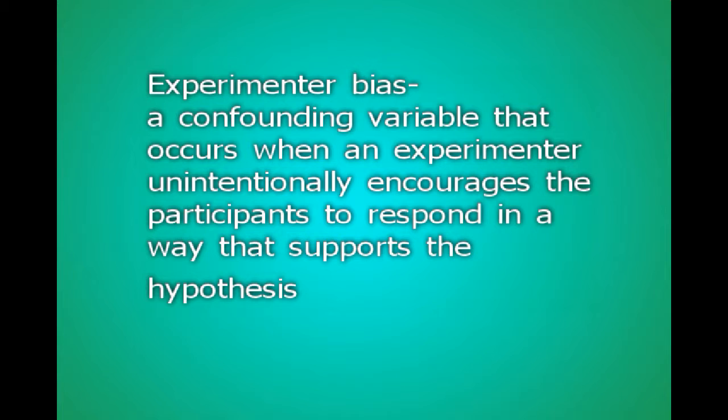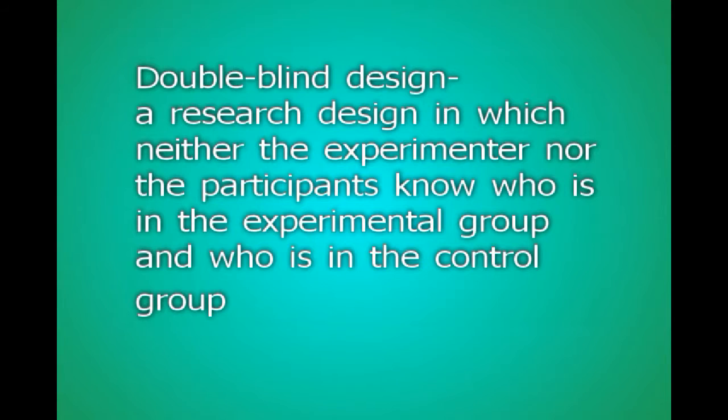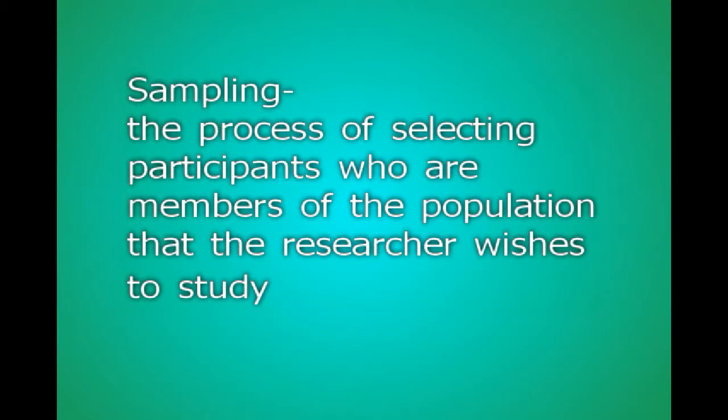Experimenter bias is a confounding variable that occurs when an experimenter unintentionally encourages participants to respond in a way that supports the hypothesis. Double-blind design is a research design in which neither the experimenter nor the participants know who is in the experimental group and who is in the control group. Sampling is the process of selecting participants who are members of the population that the researcher wishes to study.